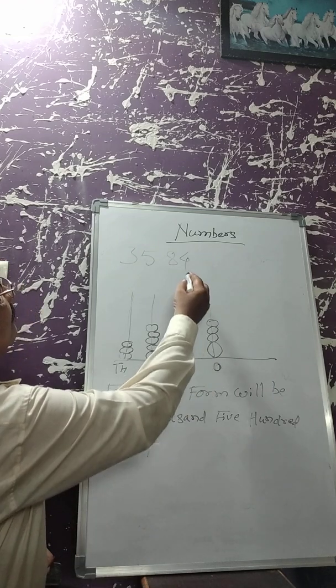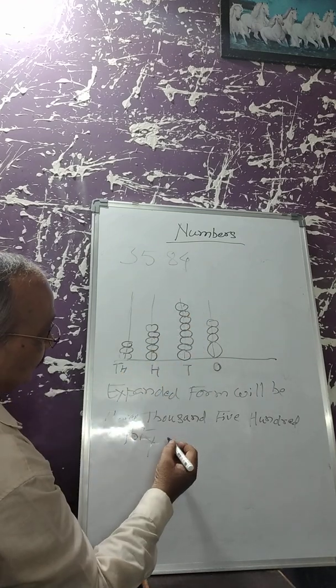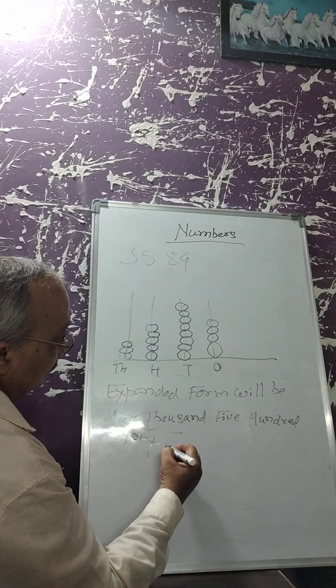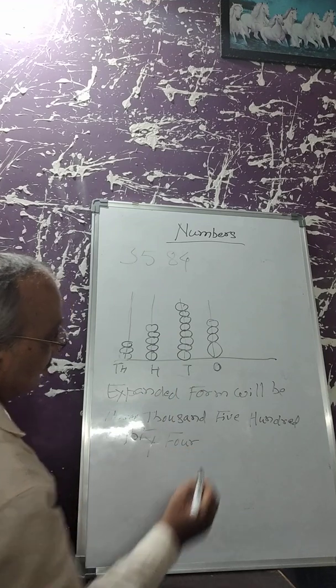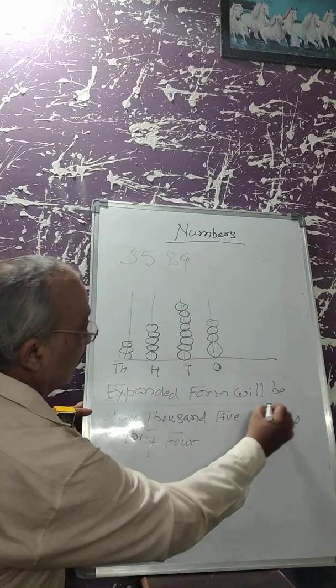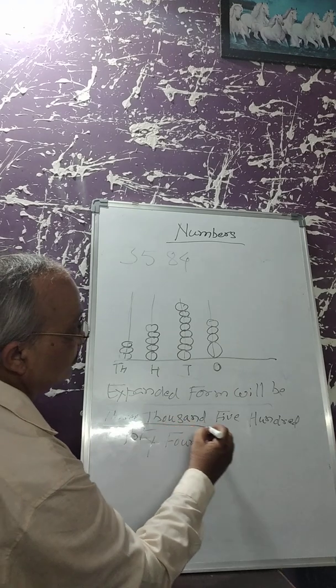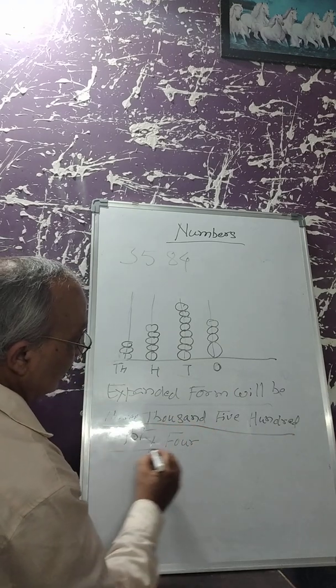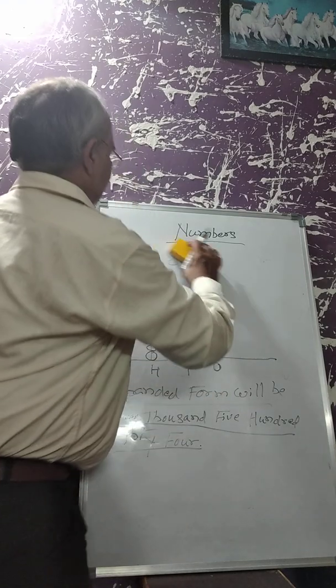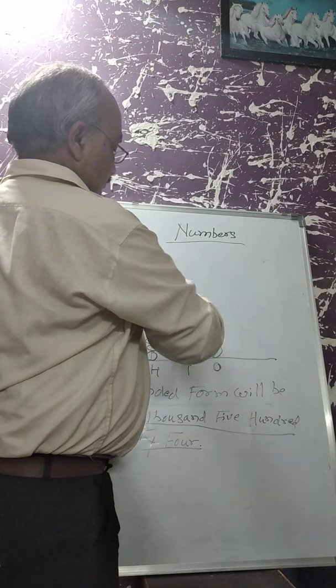Okay, now at the place of ones it is 4, so just write 4. So the expanded form will be 3000 + 500 + 80 + 4. This is the expanded form. Got it now?